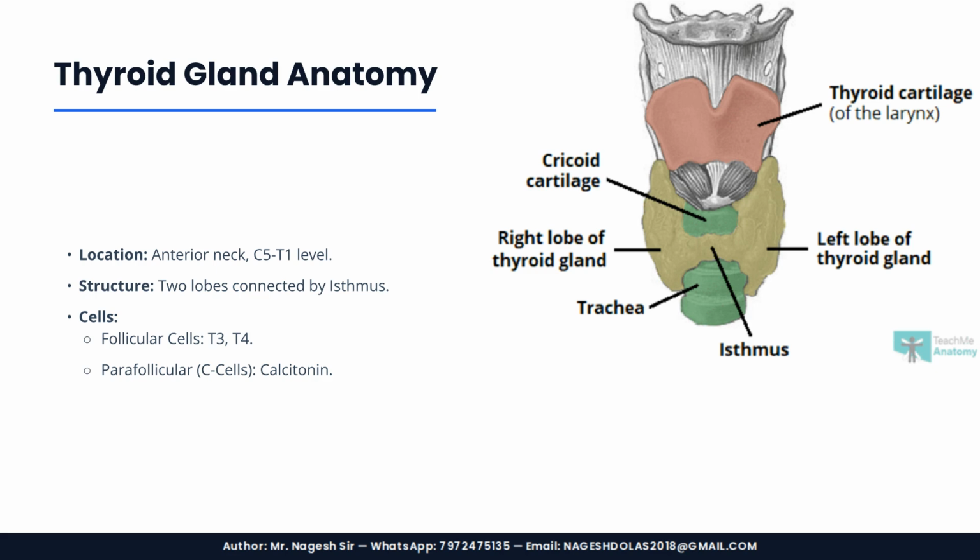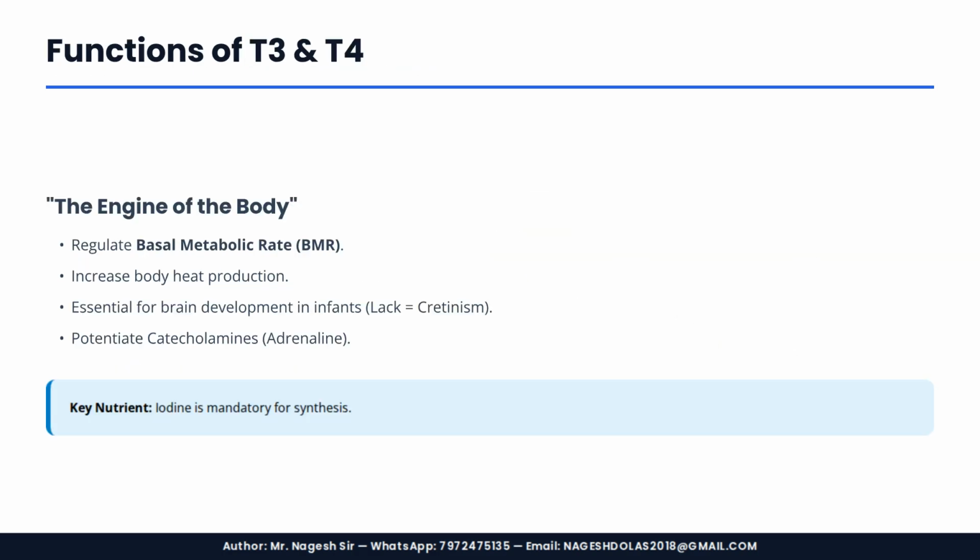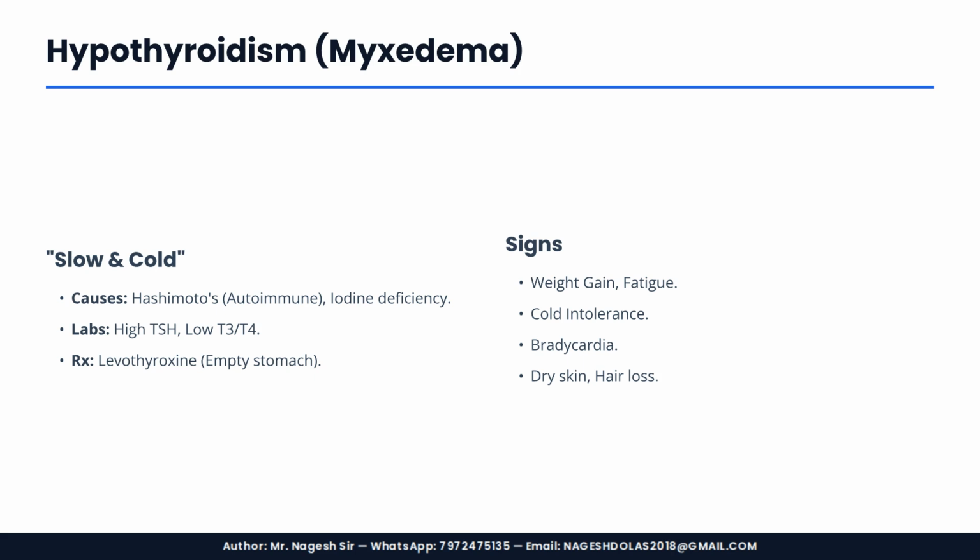It has two lobes connected by an isthmus. Follicular cells produce T3 and T4, while parafollicular C cells produce calcitonin. T3 and T4 are the engine of the body. They regulate the basal metabolic rate and increase body heat. They are essential for infant brain development, and iodine is mandatory for their synthesis.